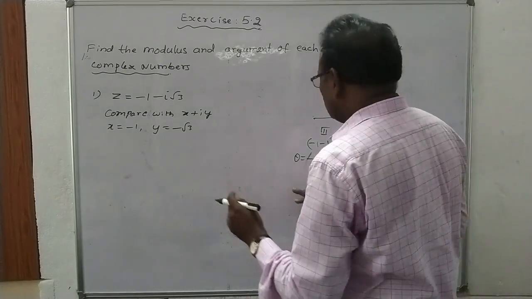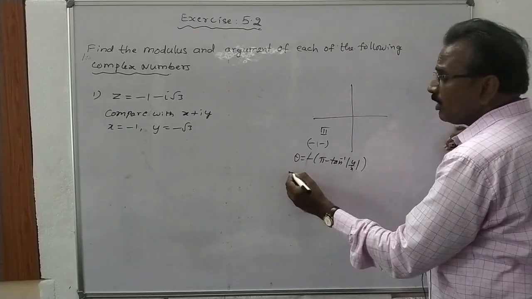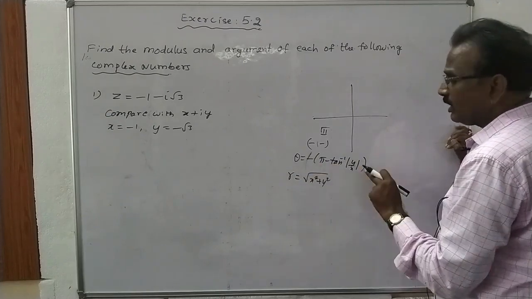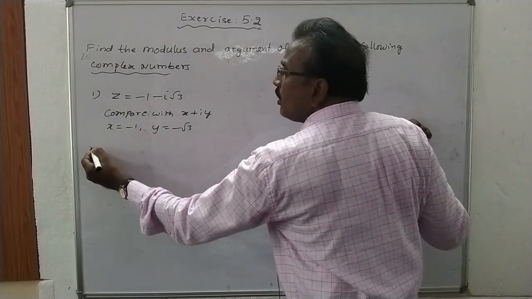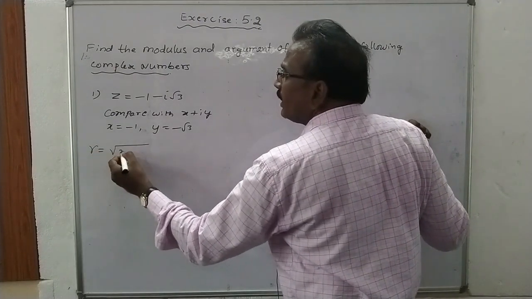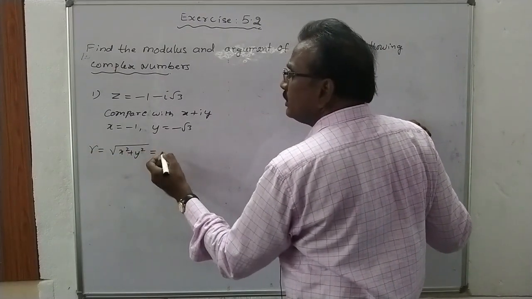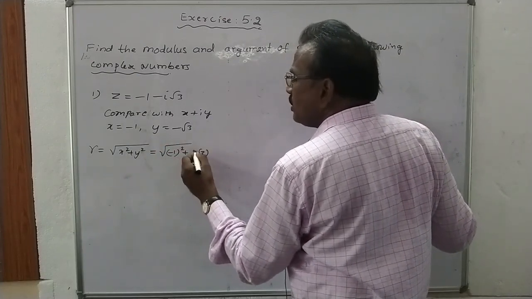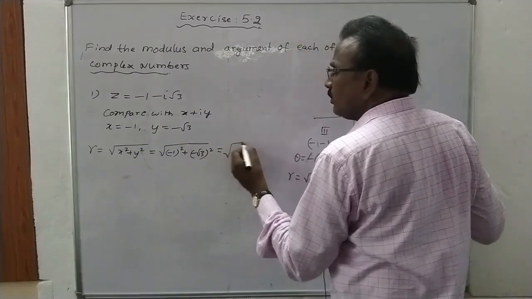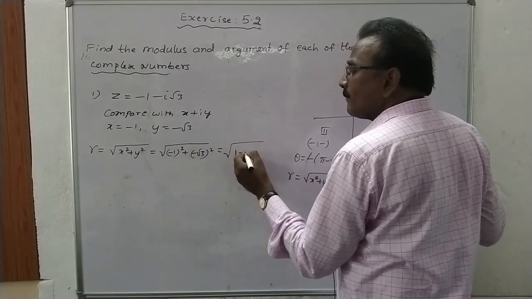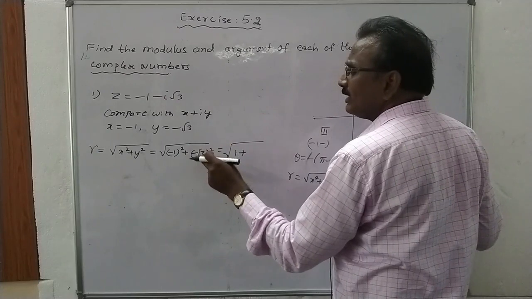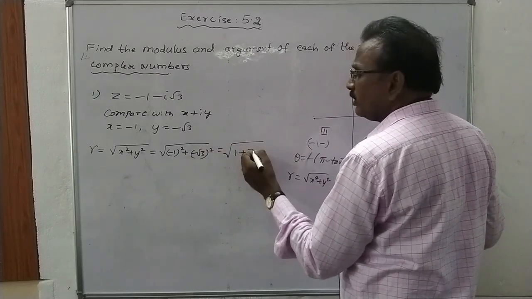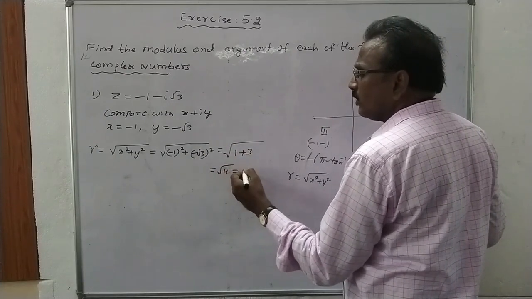So what is the modulus of z? R is equal to the modulus of z, that is root x square plus y square, and the theta value is the amplitude. So first find the modulus. R value is equal to the square root of x square plus y square, that is the square root of minus 1 whole square plus minus root 3 whole square. Minus 1 whole square is 1, plus minus root 3 whole square is 3, that is the square root of 4, which is 2.